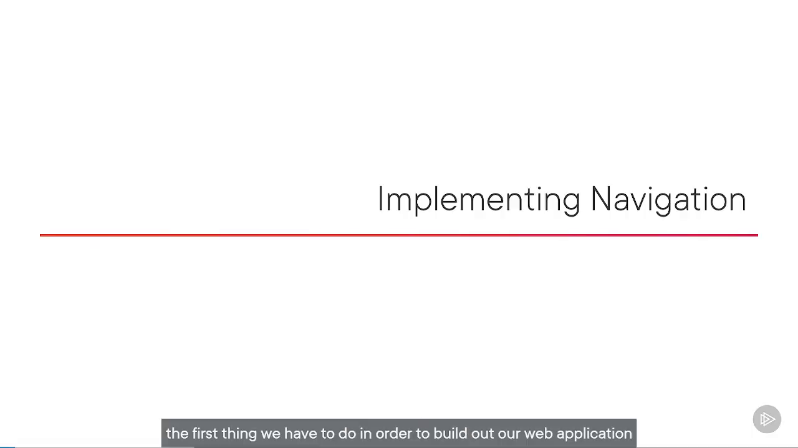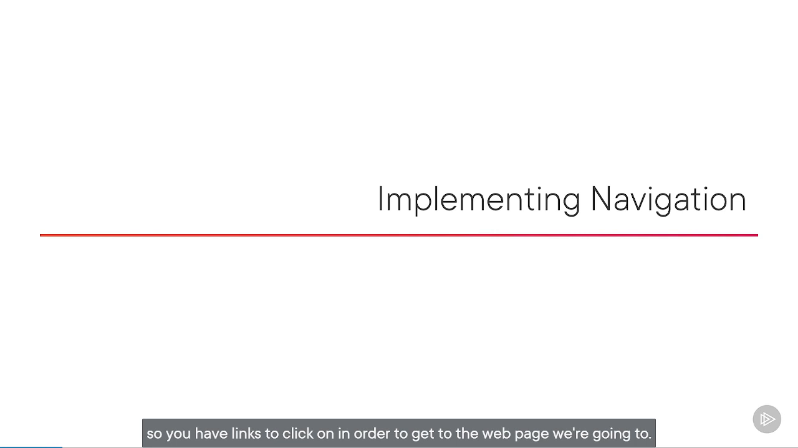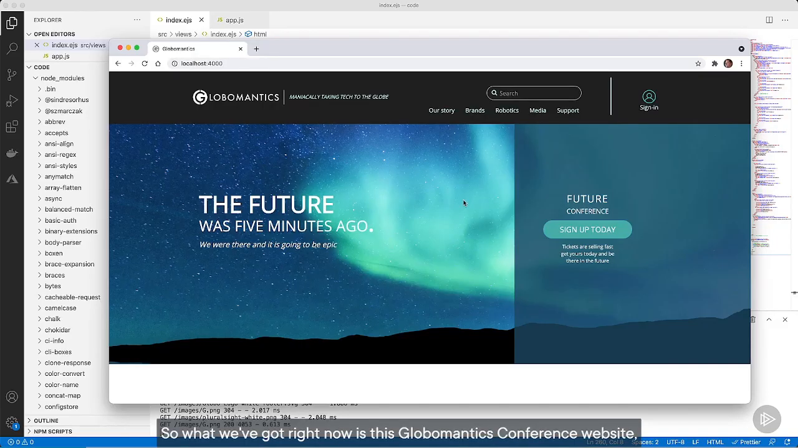Now, the first thing we have to do in order to build out our web application is actually implement a little bit of navigation so you have links to click on in order to get to the web page we're going to. So what we've got right now is this Global Mantics conference website. And the first thing we want to do is create a navigation item for sessions. Because ultimately, in order to get people to sign up to come to our conference, we need to display a list of sessions on this web page.